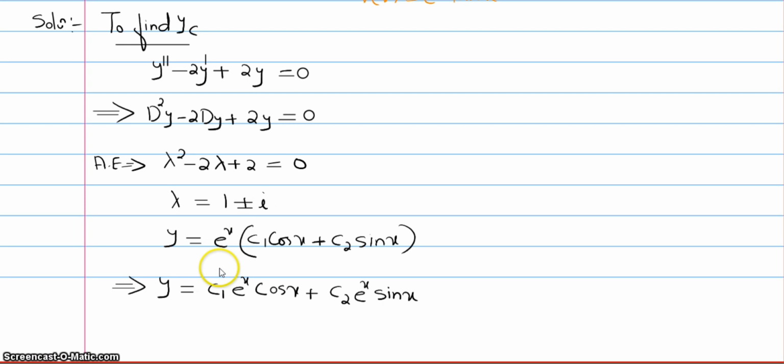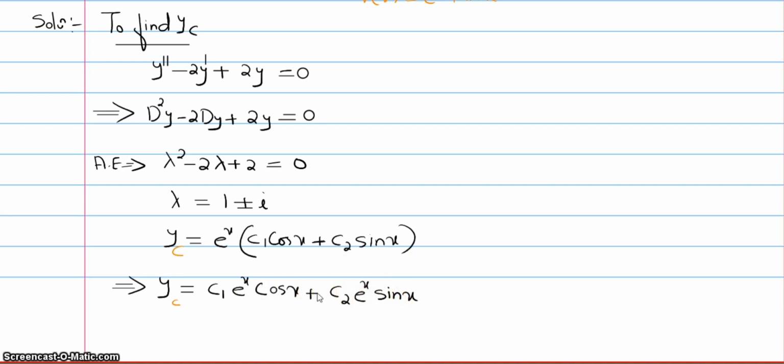So the solution will be of the form e^x (C1 cos x + C2 sin x). Actually, this is the complementary function. The complementary function is e^x (C1 cos x + C2 sin x). This can also be written, by expanding the brackets, as C1 e^x cos x + C2 e^x sin x.